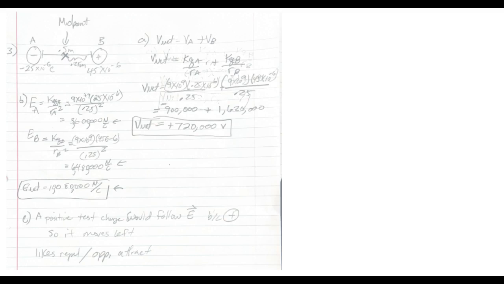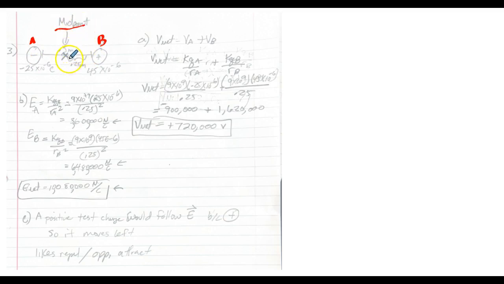Third question, asking about two point charges, where you want to figure out the electric potential at the midpoint between those charges. I drew the picture. It said we have a negative 25 times 10 to the negative 6 coulomb charge, so it's a microcoulomb, and I just called that A. Then B was the other charge, 45 times 10 to the negative 6. They're separated by 0.5 meters, and we're going to calculate at the midpoint.